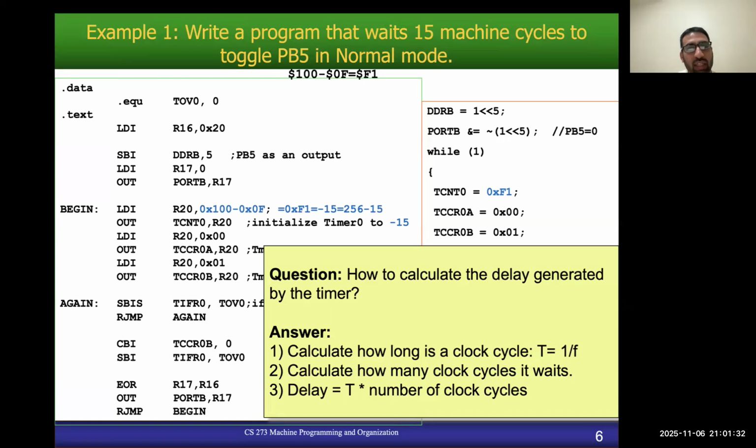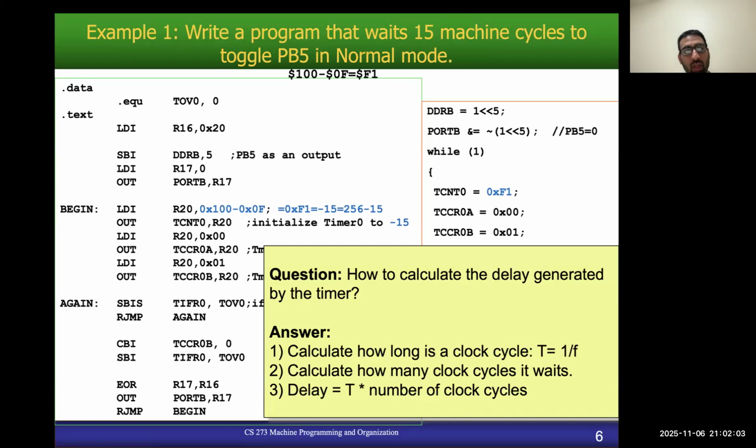To find the delay generated, you first need to calculate how long a clock cycle is. A single clock cycle's duration is 1 over f, where f is the frequency of your clock. So if your clock frequency is, let's say, 10 megahertz, then T is equal to 1 over 10, so it will be 0.1 microsecond. Now, the second thing you need to do is calculate how many clock cycles it waits. So it depends upon the values.